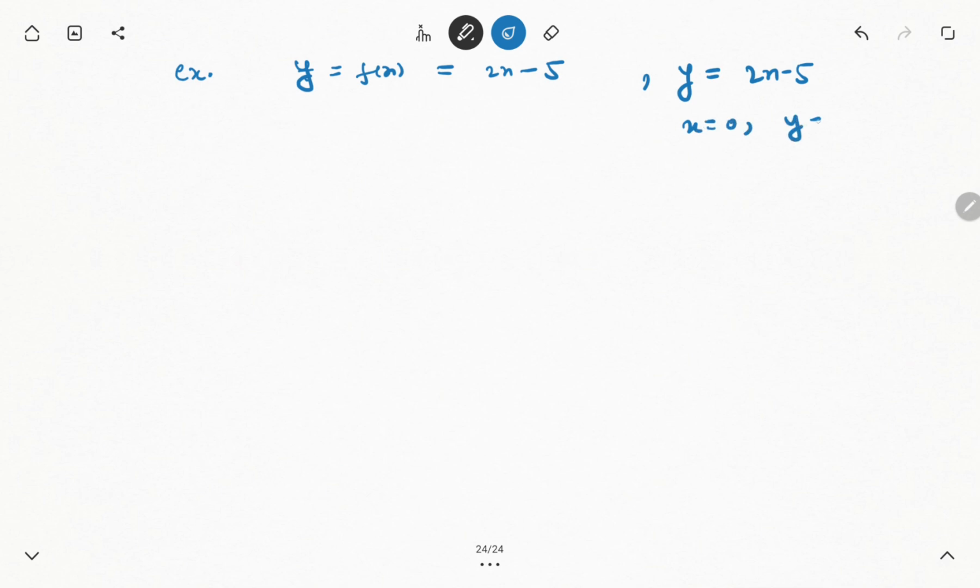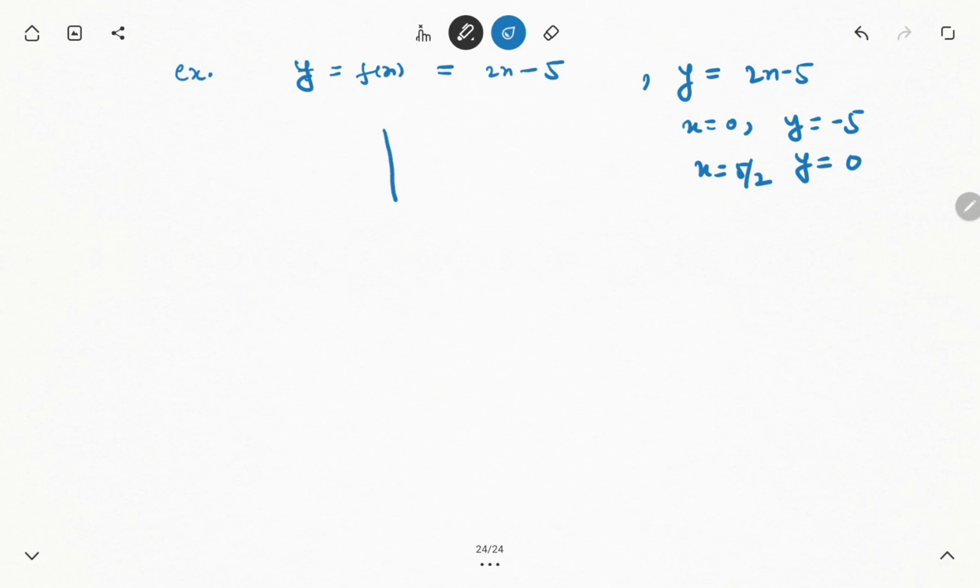Now, how can we use our graph? For example, we are going to consider y equal to f(x) equal to 2x minus 5, say, right? Now we have to draw the graph of the function. That's very easy to draw. First you consider x equal to 0, you will get y equal to minus 5. And then y equal to 0 gives you x equal to 5 by 2.